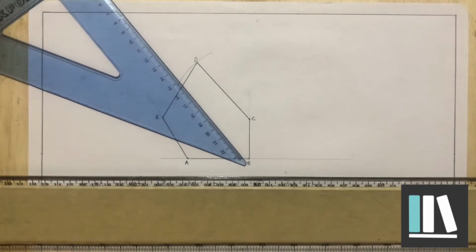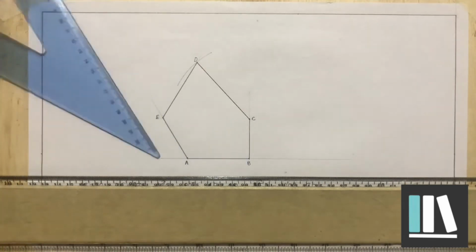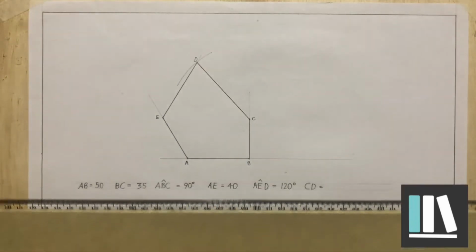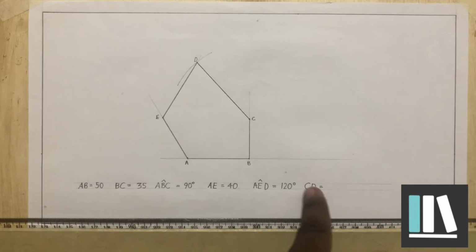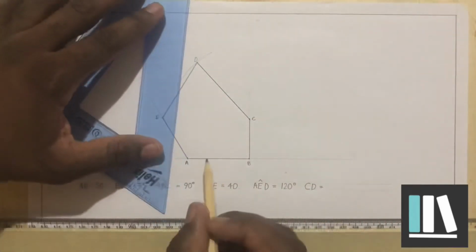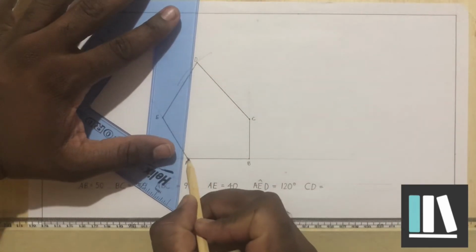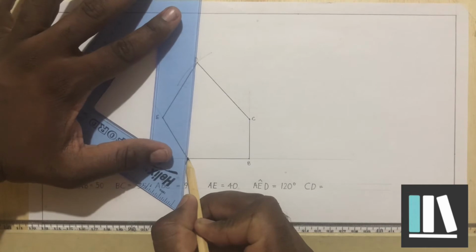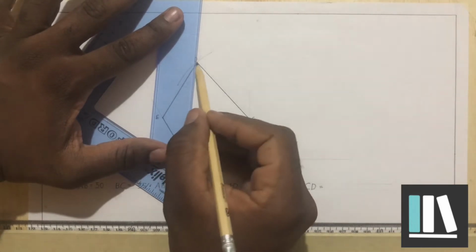Okay, so now that we have constructed the irregular pentagon using these measurements, we can now proceed to draw the triangle that is equal in area. For this exercise, you're going to need both set squares. The first thing you're going to do is connect the apex to the 2 points at the base. That means you're going to connect D to A.